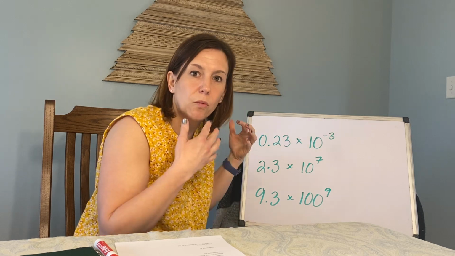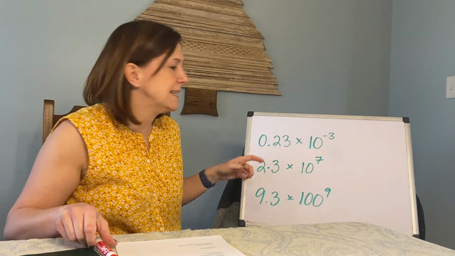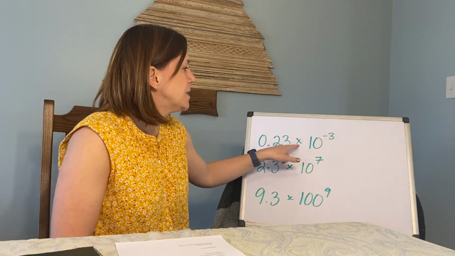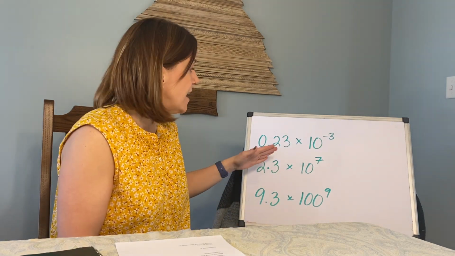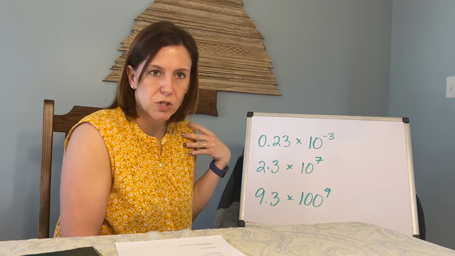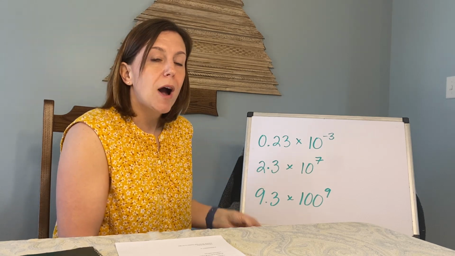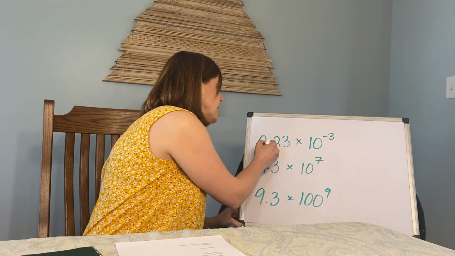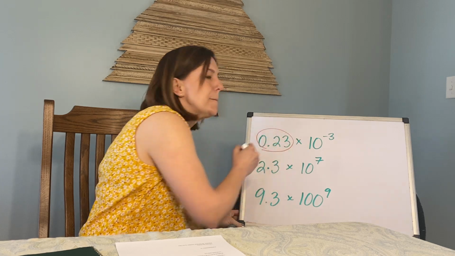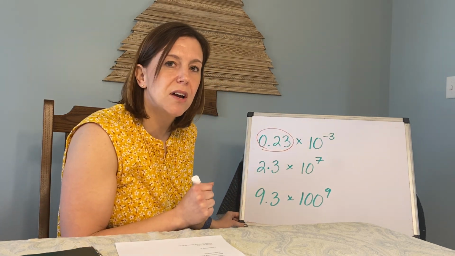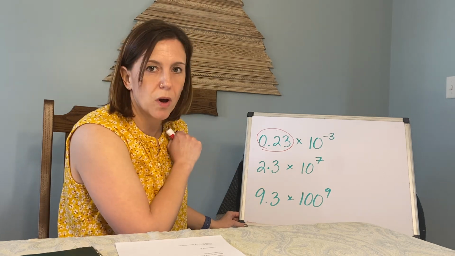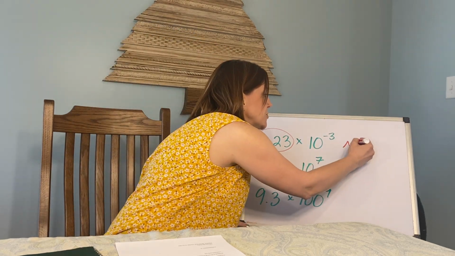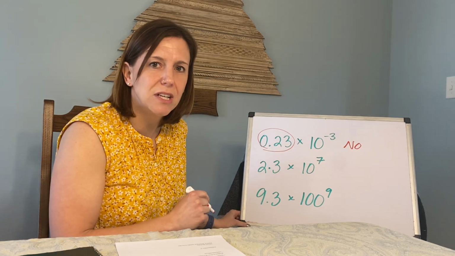Is it right? So my first example here, 0.23 times 10 to the negative 3rd. Well, I can see that I'm multiplying by a power of 10, so that looks about right. But the problem comes in right here. This number does not fall into that range of between 1 and 10. This is smaller than 1.